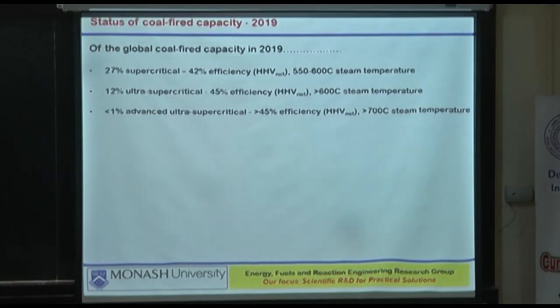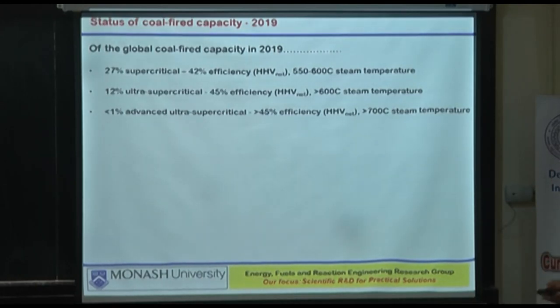Now these are all commercially available off-the-shelf technologies that the technology providers can give you a guarantee. They operate at about 45% efficiency and steam temperatures over 600 degrees Celsius, main steam as well as reheat, both first reheat as well as second reheat. Only less than 1% are advanced ultra supercritical, which operate at much higher than 45% efficiency, around 47 or so, depending on the type of coal. And their steam temperatures are in excess of 700 degrees Celsius.